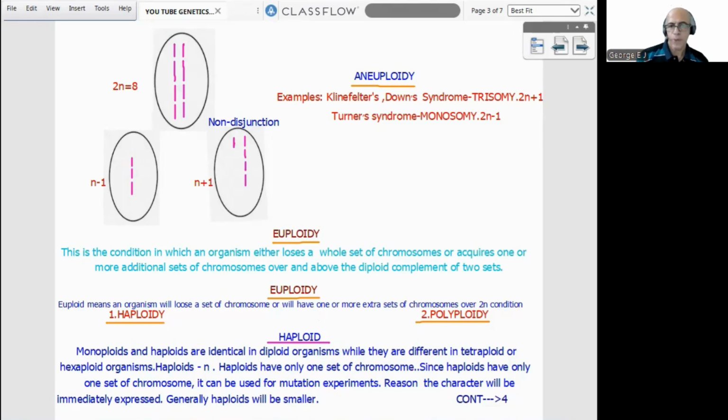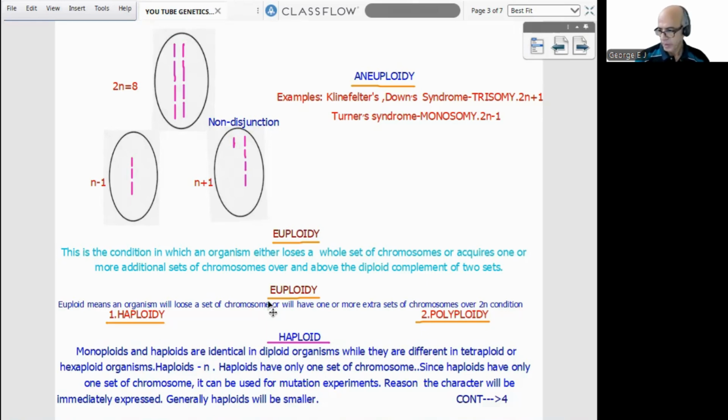Under euploid, two headings will be there. One is called haploid, the other is called polyploid. Haploids are often called monoploids. Monoploids and haploids are identical in a diploid organism only, an important item. So monoploid and haploid are the same in a diploid organism, while they are different in a tetraploid or hexaploid organism.